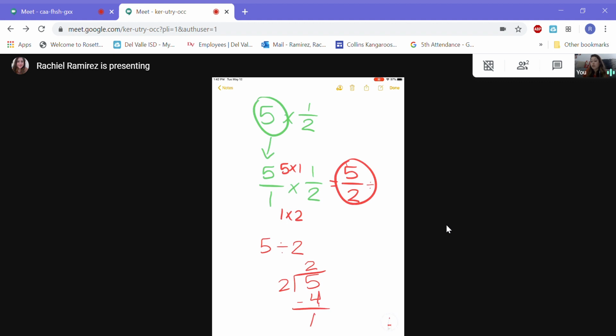So what do I do with that? Well, you have 2 wholes is how much you were able to make, how many groups you were able to make. So that is 2 wholes. Then you have 1 remaining. So that would be the part of your fraction. Your numerator would be 1, and then the 2 stays the same. So that becomes 2 1/2. So that would be your final answer. Okay, so I just wanted to review a question like that.